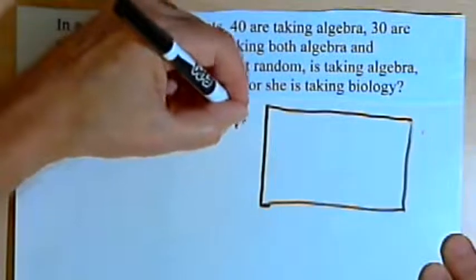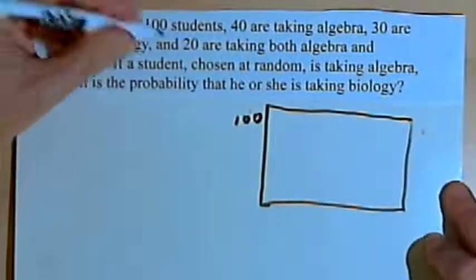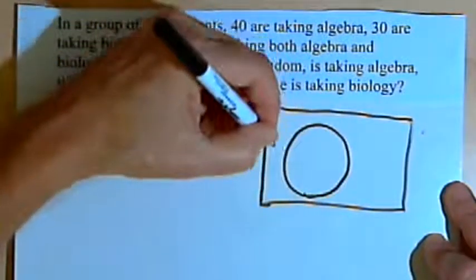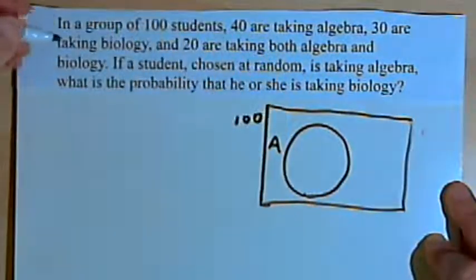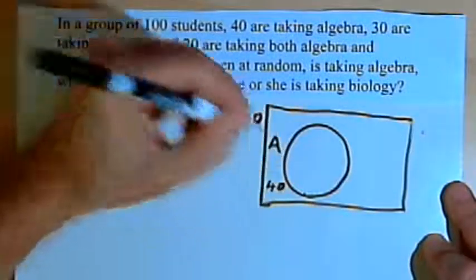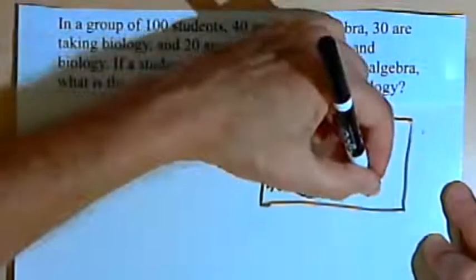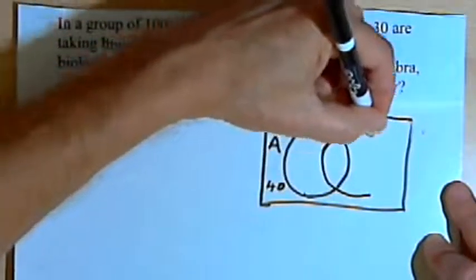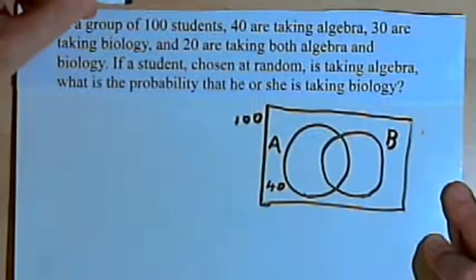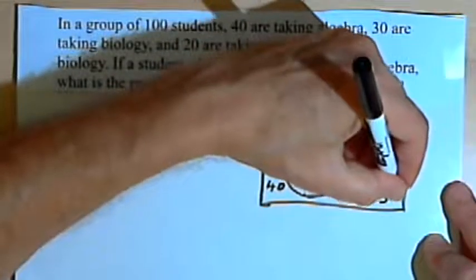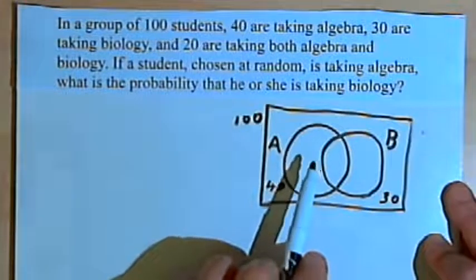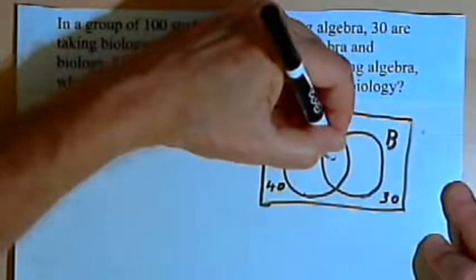So I've got 100 students altogether. That's going to be the universe. Within that universe, there are two groups. There's what we'll call Group A for the students who are taking algebra, and there are 40 students in that group. And then there's, overlapping with that, Group B. Group B is the students who are taking biology. There are 30 students in that group. And in that overlapping area are the students who are taking algebra and biology. So there are 20 students there.